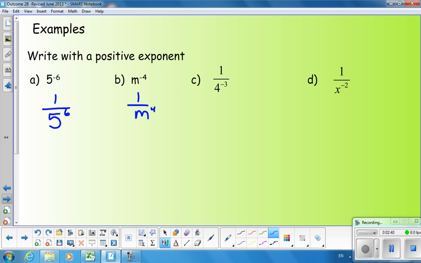I have 1 over 4 to the -3. The reciprocal of 1 over 4 is just 4 to the power of 3. In part D, I have 1 over x to the -2, so the reciprocal will just be x to the power of 2.